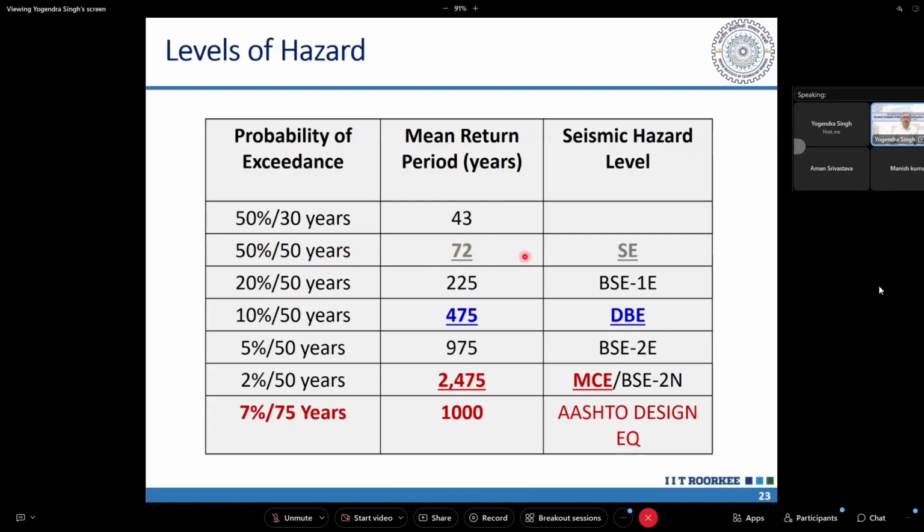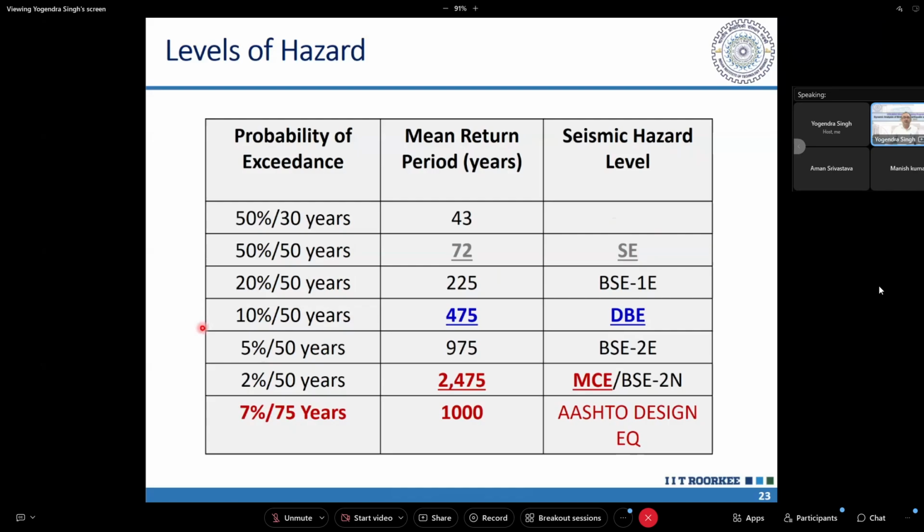So this is an earthquake that has 50% probability of occurrence. So 50-50 chances it has. That means that such an earthquake is likely to be expected during the service life of a bridge or a structure. So we have to design our structures to remain serviceable. If such an earthquake is going to visit, then our structure should be serviceable. That's why we call it serviceability earthquake.